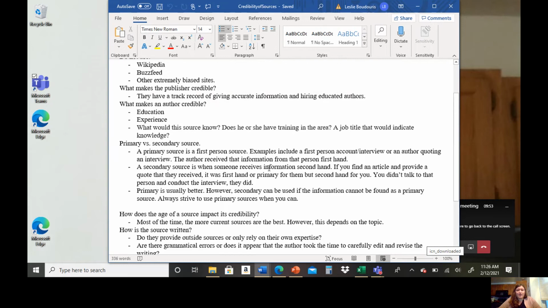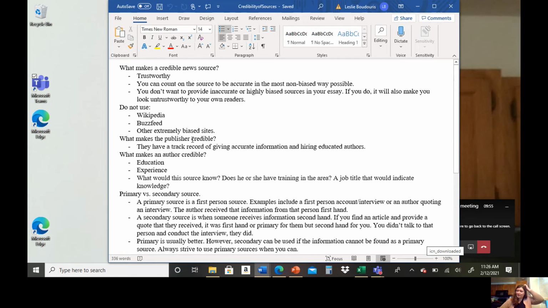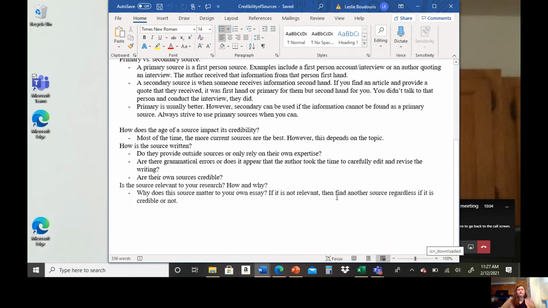After all of that, all these are good questions to ask about any source you're using. Any source that you want to put in your essay, you want to ask all of these questions and analyze it, and then you can think, yes, it's credible because. Then you want to ask yourself, how is it relevant to your research? Why does this source matter to your essay?